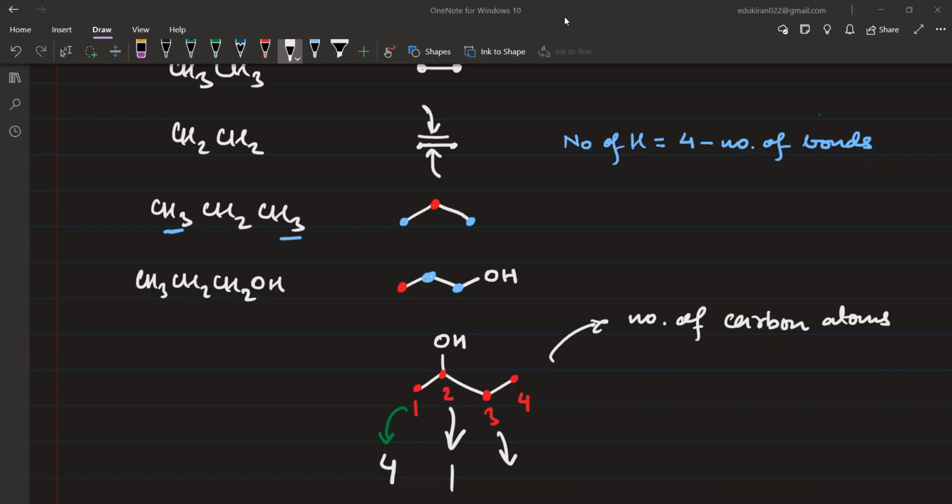Devangi, what about you? Can you explain? I mean, the number of lines you see around the third carbon, that is the number of bonds. Did you understand this much, Aisha? 4 minus 2. Yes, how much? So the number of hydrogens will be 2. Okay, very good, thank you Devangi.